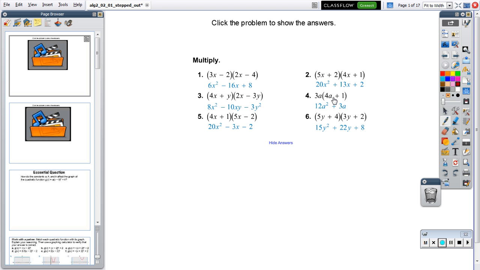I feel like a good refresher on FOILing. We'll need more time.